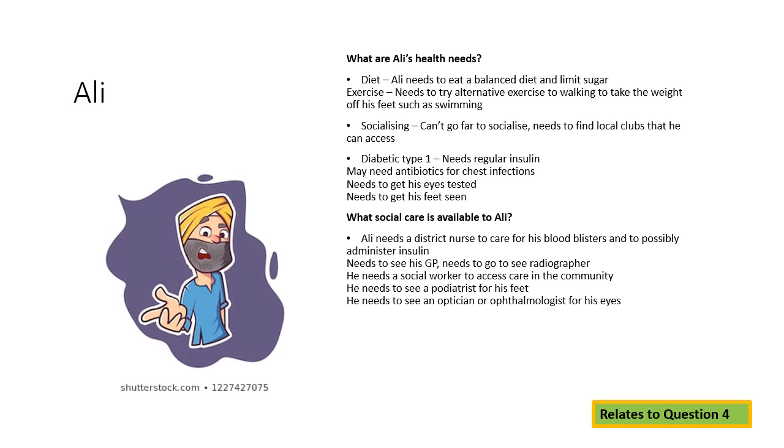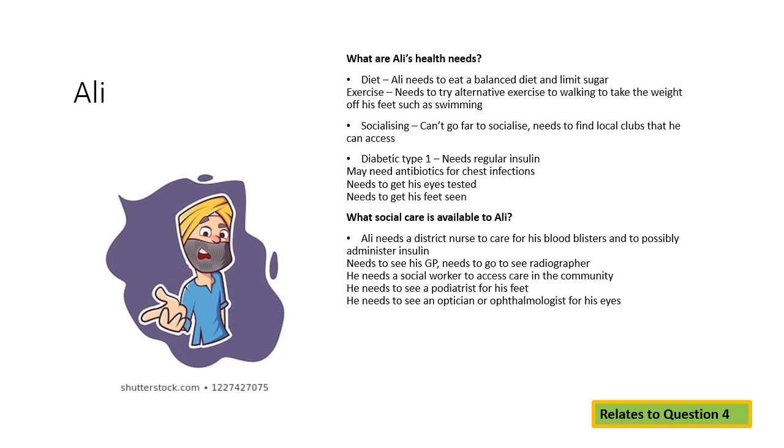So Ali's health needs, so his diet. He needs to eat a balanced diet and limit his sugar as he's diabetic. Exercise, he needs to try alternative exercise to walking to take the weight off his feet so he could try swimming. Socialising, he can't go too far to socialise, so he needs to find local clubs that he can access. He's diabetic type 1, so he needs regular insulin, and he also may need antibiotics for chest infections. He needs to get his eyes tested and he needs to get his feet seen to also.